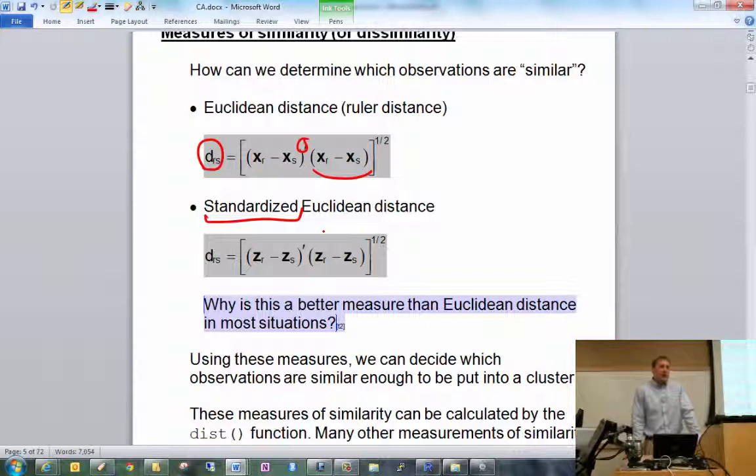So you can see that if I have a large data set, well, let me ask you this. Suppose I have a data set of size n. How many distances do you think I will need to find in order to do a cluster analysis?